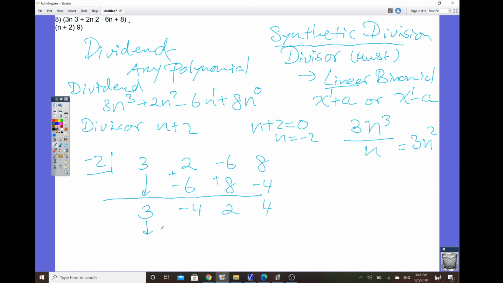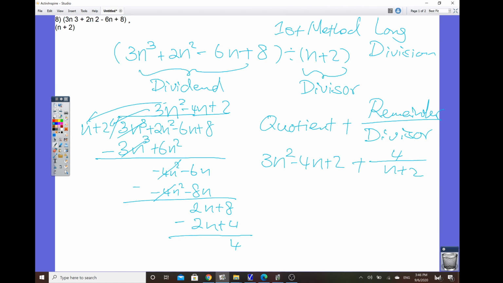So for the quotient, we start with 3n squared, and then the rest we just keep going down by 1 degree. So negative 4n, and then plus 2. Now what about the final constant here? That's the remainder. Whatever the final constant is in synthetic division, it's always the remainder. So it's 4 over n plus 2. Compare to the previous one we just did. Is that the exact same thing? 3n squared minus 4n plus 2, and then plus 4 over n plus 2.